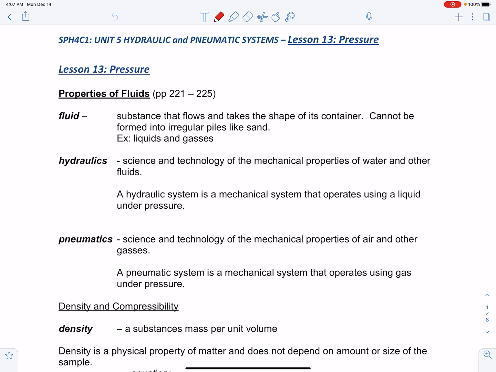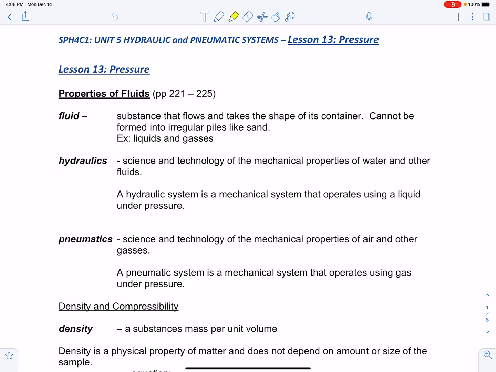We're going to be studying both hydraulic systems and pneumatic systems. So let's define each of those. Hydraulics is the science and technology of the mechanical properties of water and other fluids. A hydraulic system is a mechanical system that operates using a liquid under pressure, whereas pneumatics is the science and technology of the mechanical properties of air and other gases. A pneumatic system is a mechanical system that operates using gas under pressure.